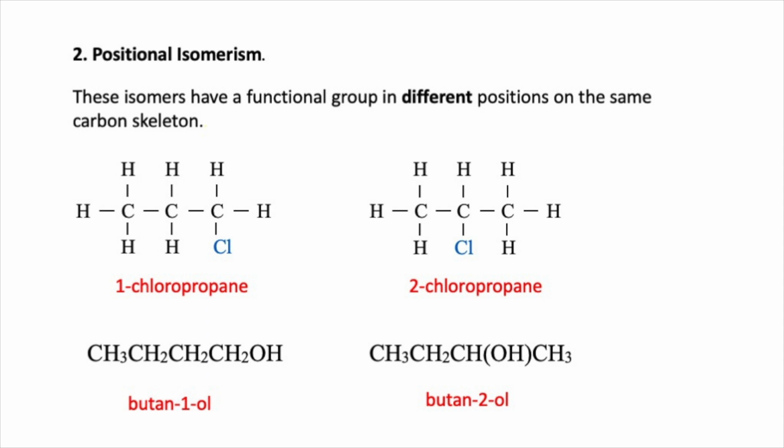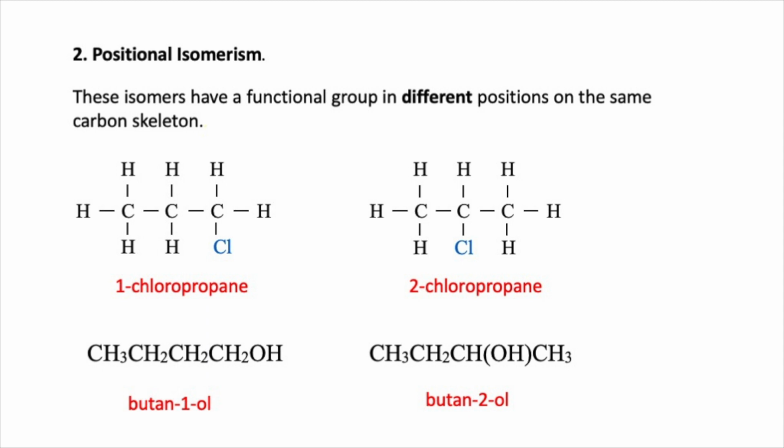So now let's look at a second example. In our second example, we have butan-1-ol and butan-2-ol. Both have the same molecular formula, C4H10O. However, they have different arrangements of atoms. That's why they're classed as structural isomers. And the reason they're classed as positional isomers is their functional group is in a different position on the same carbon skeleton or carbon chain.